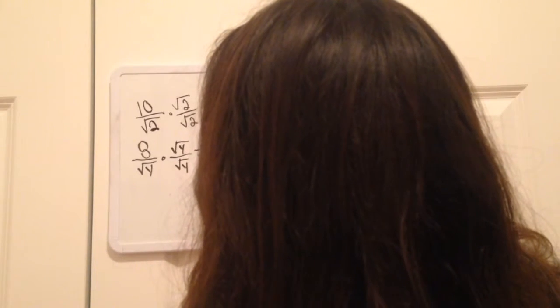Another example can be 8 over radical y. Again, you would multiply it by the denominator, and you would get 8 radical y over y.